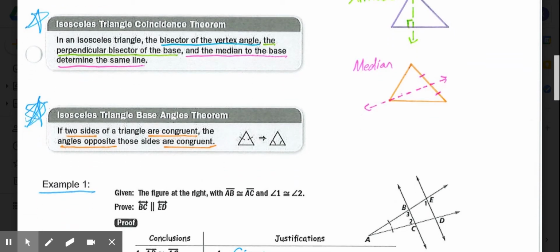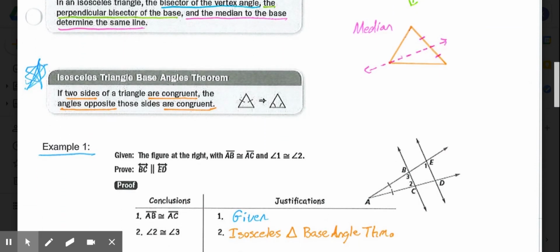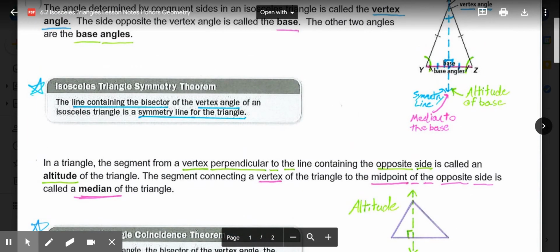Then we have the isosceles triangle base angles theorem. What this states is if two sides of a triangle are congruent, the angles opposite those sides are congruent. So in an isosceles triangle, the base angles are always congruent to each other. The angles opposite the congruent sides are congruent. So our two base angles in this one, y and z, would be congruent to each other.